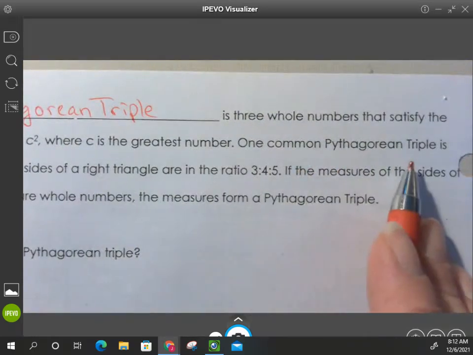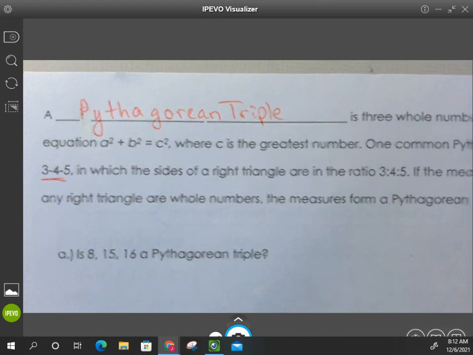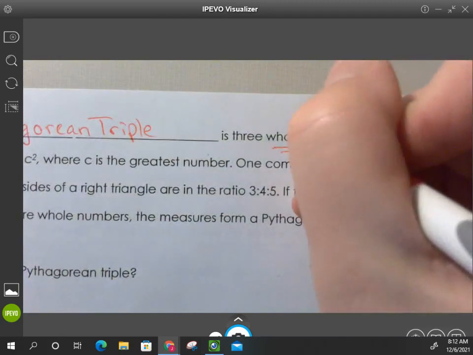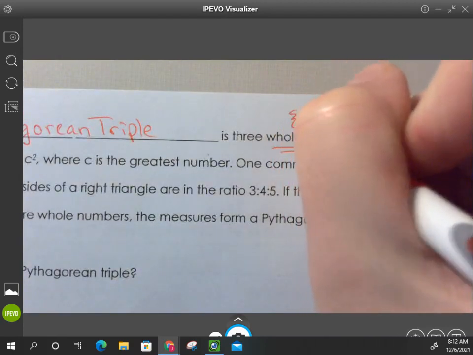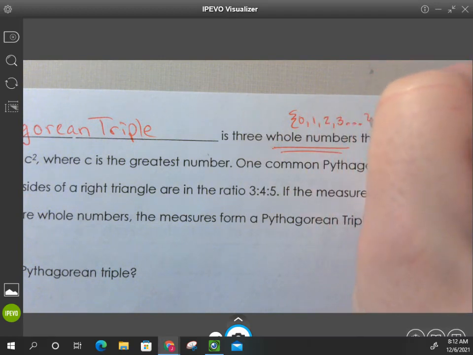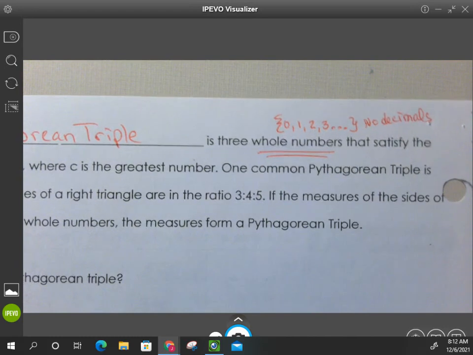One common Pythagorean triple is 3, 4, 5. Here's the other big thing. You ready? For it to be a Pythagorean triple, they have to be whole numbers. And we probably just read over that. Whole numbers are like the number set 0, 1, 2, 3, and so on. There are no decimals, no fractions, no parts. They are literally whole numbers. And obviously we can't have a negative number because it would not be a length of something, okay?